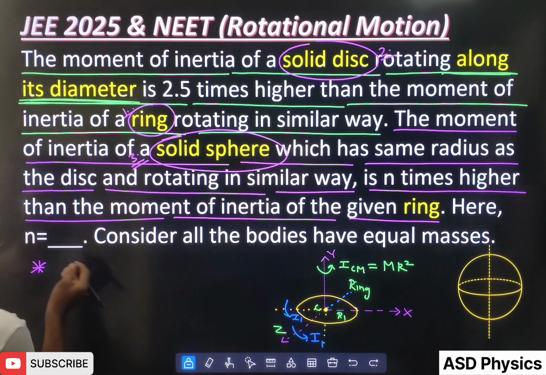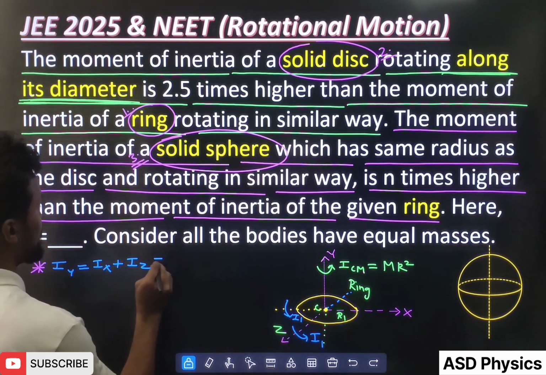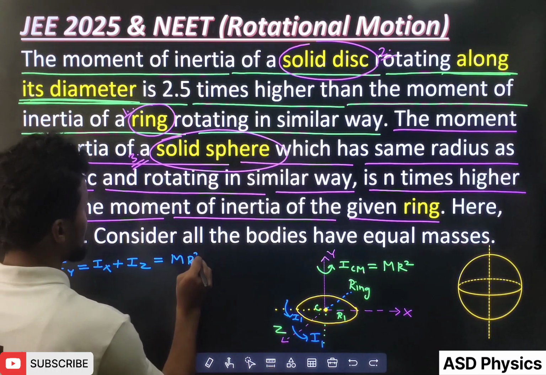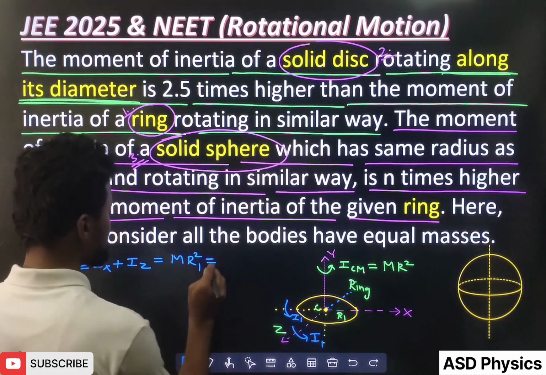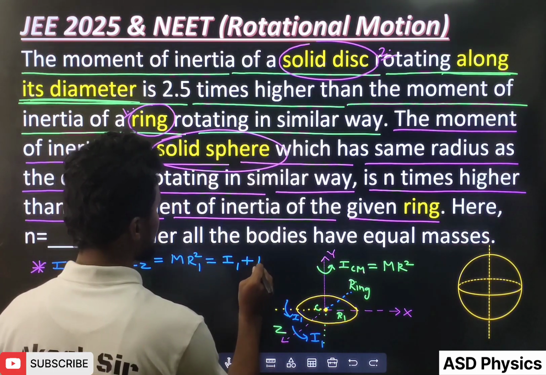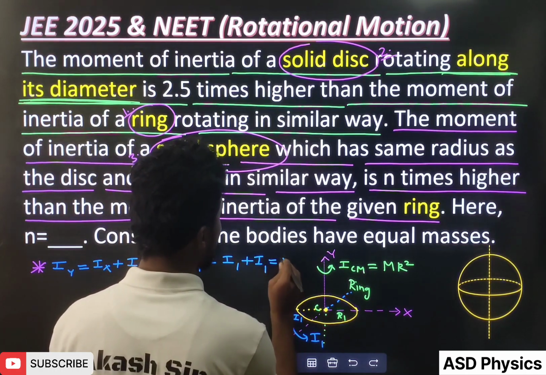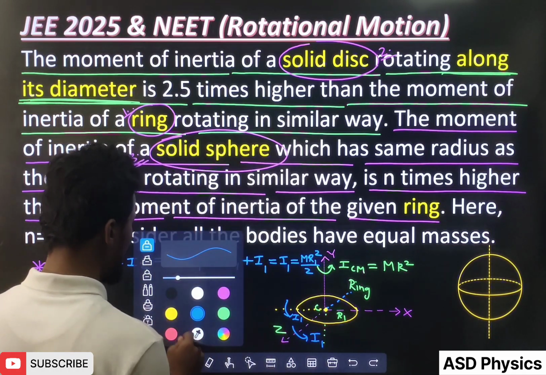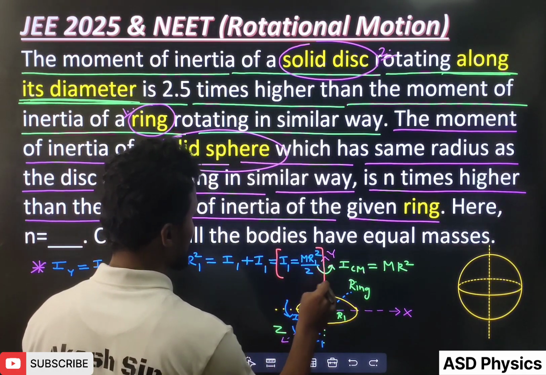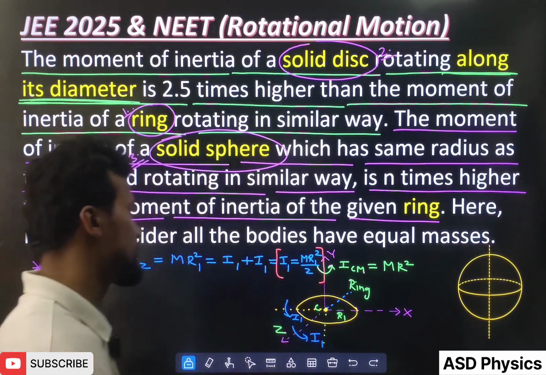So if I apply the perpendicular axis theorem, very simply Iy is equal to Ix plus Iz. Iy is mr square, and here I am taking the radius as r1, so m r1 square. Ix is I1 and Iz is also I1. So m r1 square equals 2 I1. From here, I1 will be m r1 square by 2. Even if you remember this formula directly, very nice, for the diameter. Otherwise I have told you the basics. I1 is m r1 square by 2. This is for the ring.